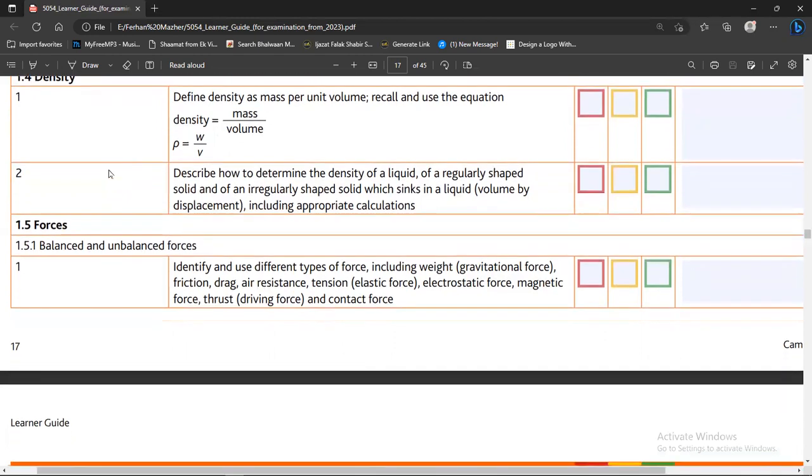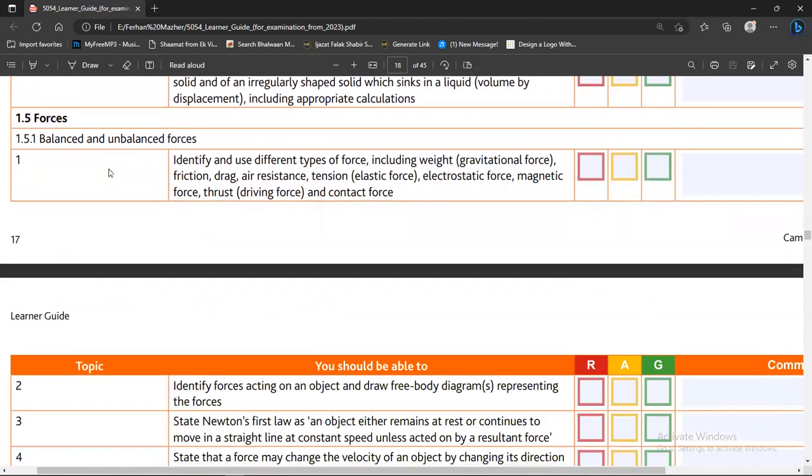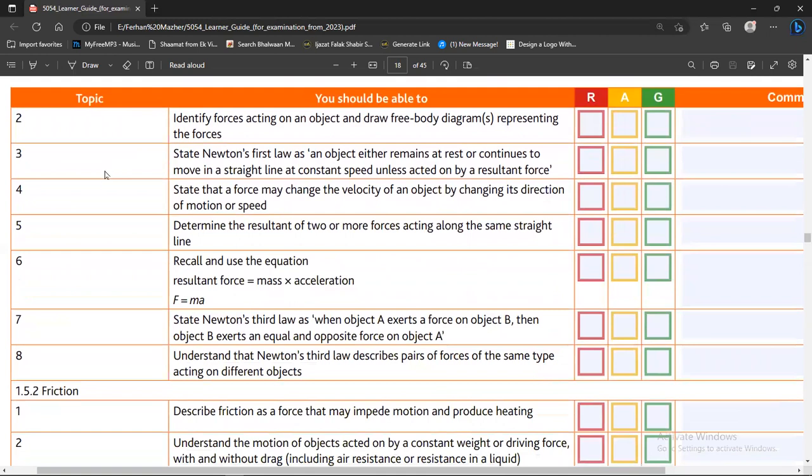The next topic is forces, balanced and unbalanced forces. You should be able to identify and use different types of forces, including weight, which is gravitational force, friction, drag, air resistance, tension, which is elastic force, electrostatic force, magnetic force, thrust, driving force, and contact force. Identify forces acting on an object and draw free body diagrams representing the forces.